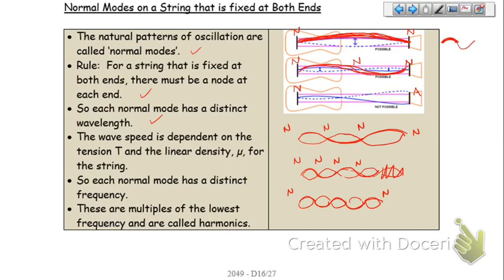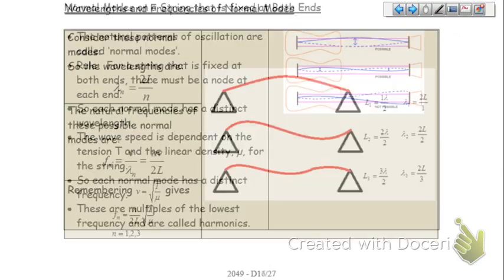The wave speed is dependent on the tension of the string and the mass per unit length of the string, not the frequency. So the speed's constant. Therefore each normal mode has a distinct frequency. These are multiples of the lowest frequency, and they're called harmonics.